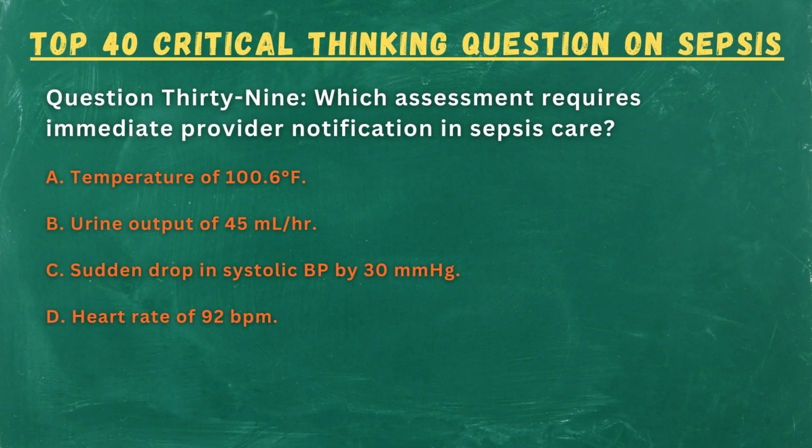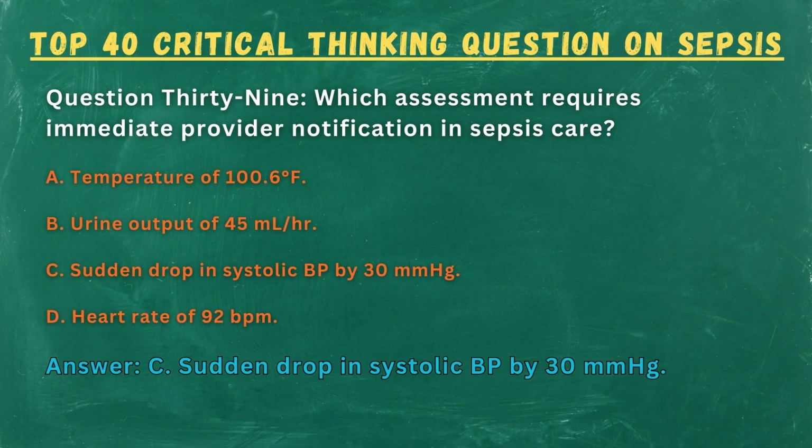Question 39. Which assessment requires immediate provider notification in sepsis care? A. Temperature of 100.6 degrees Fahrenheit. B. Urine output of 45 milliliters per hour. C. Sudden drop in systolic BP by 30 millimeters of mercury. D. Heart rate of 92 bpm. Answer: C. Sudden drop in systolic BP by 30 millimeters of mercury.